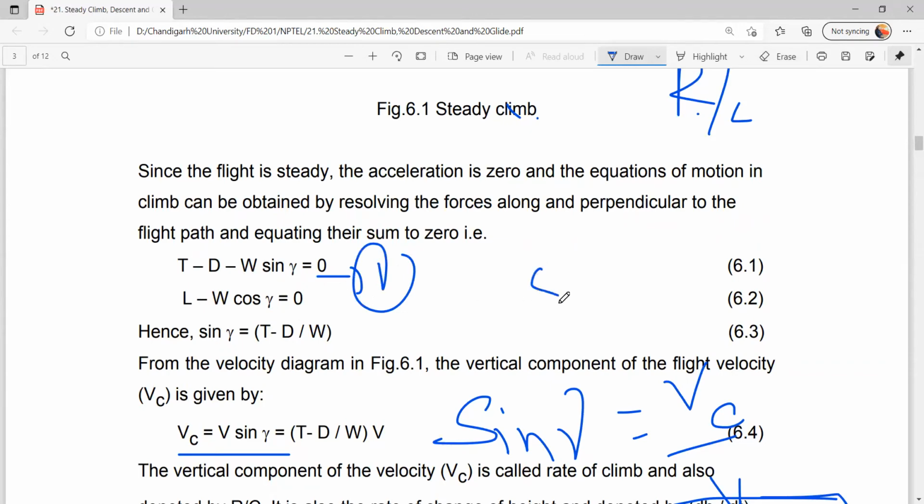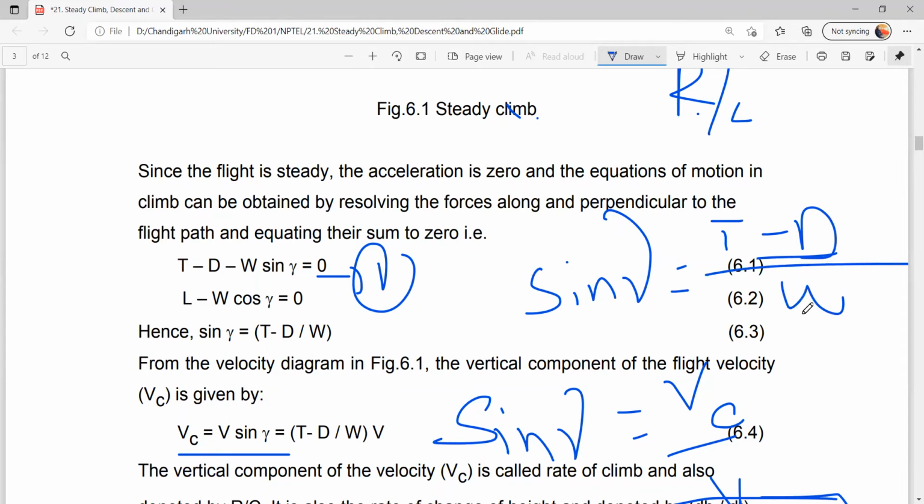So from here we can also calculate sine gamma, which is given with forces, right? Sine gamma is thrust minus drag divided by W. So thrust, drag, and weight. If we have the force values, we can also calculate the angle of climb.